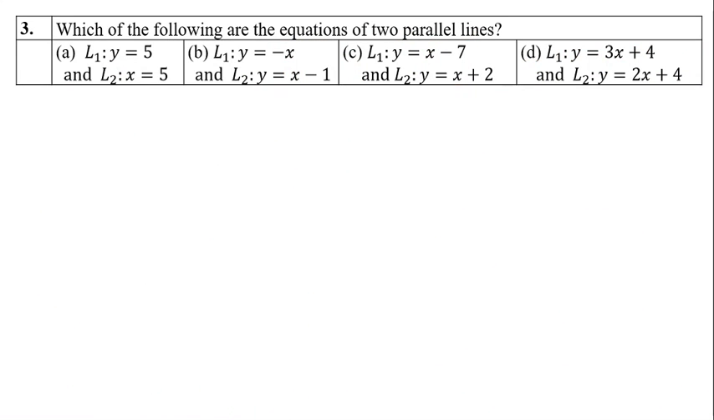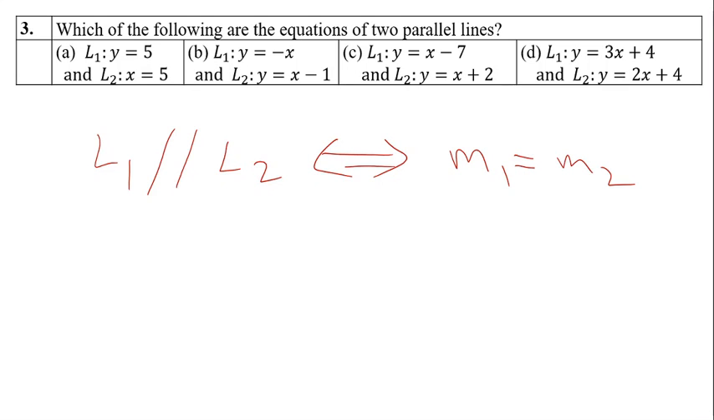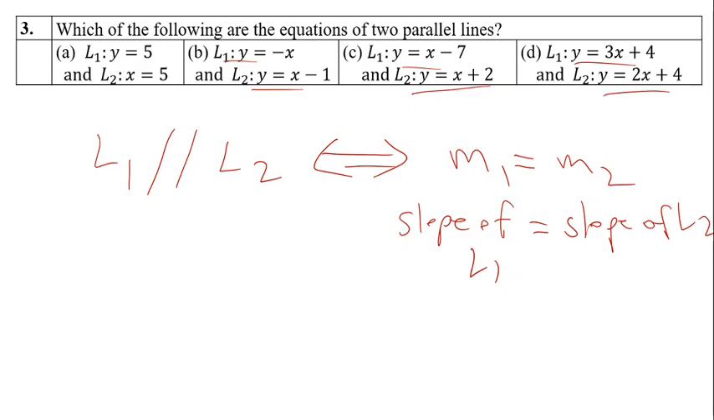Now, which of the following are the equations of two parallel lines? So remember that if two lines are parallel to each other, it means their slopes are the same. This means slope of L1 is equal to slope of L2. So the question here is, how can we find the slopes of these equations?